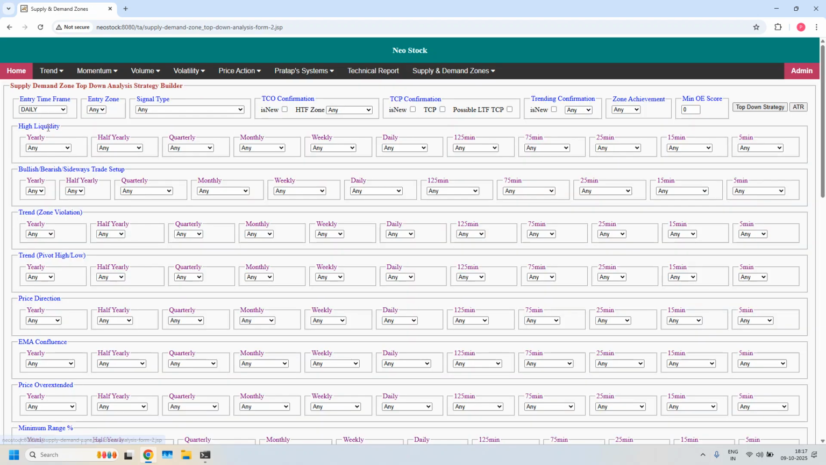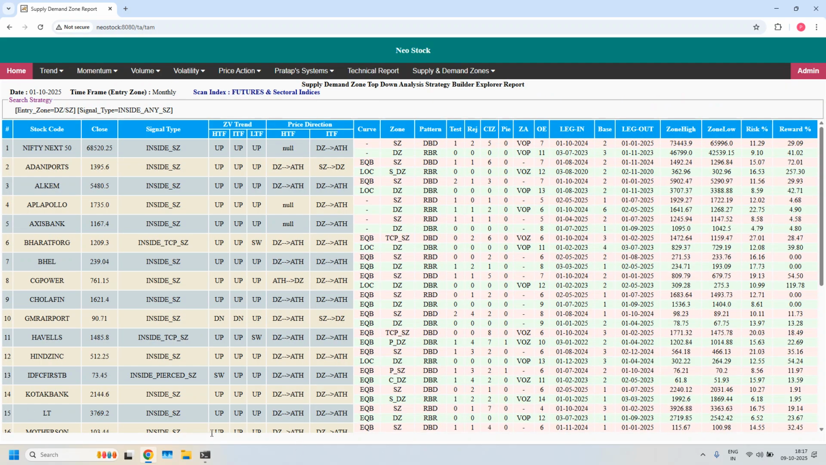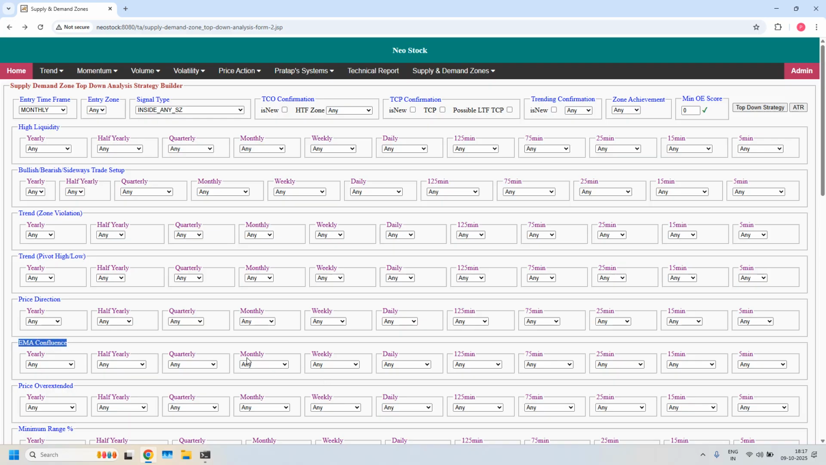Okay, next, price closed inside the monthly supply zone. First 15 stocks in the list. Scrolling the list down. 30 stocks we got. Let's further filter based on monthly supply zone having monthly EMA confluence.